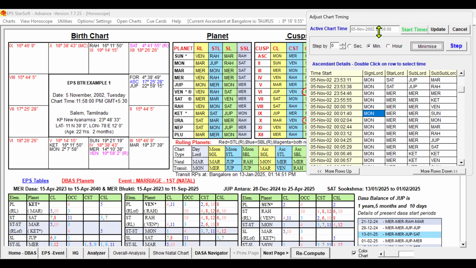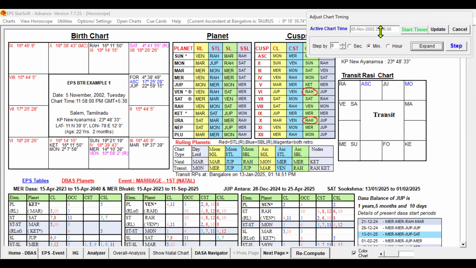You can see the birth time is given 23:58 and step by -1. It means I'm going to reduce by 1 minute. Click step. Now 23:58 will become 23:57. I clicked one step by 1 minute. You can see 23:57. Now you can see the sublord, still it is Rahu. But look at the previous sublord, it was Jupiter. It means it needs 1 more minute at minimum.